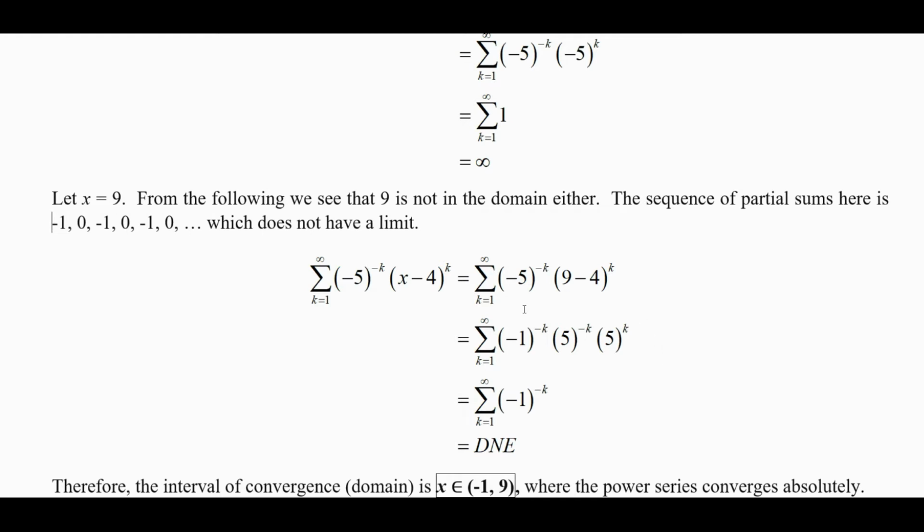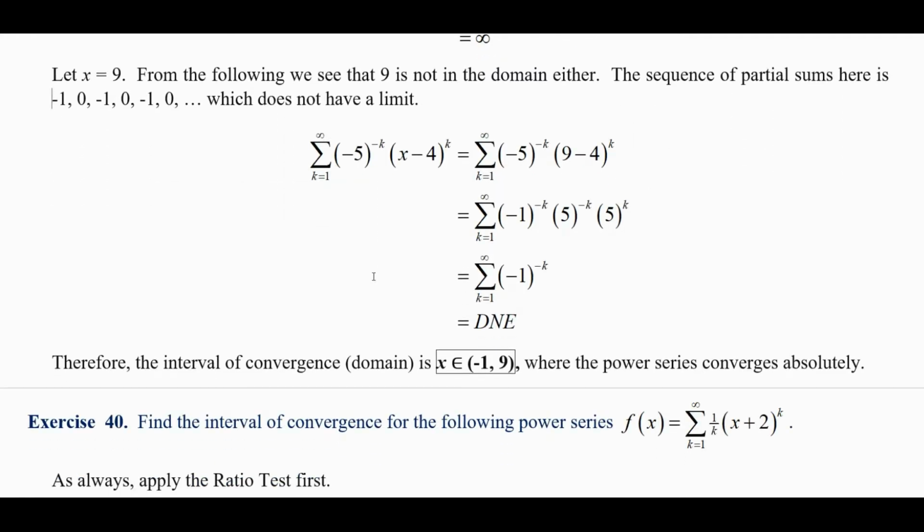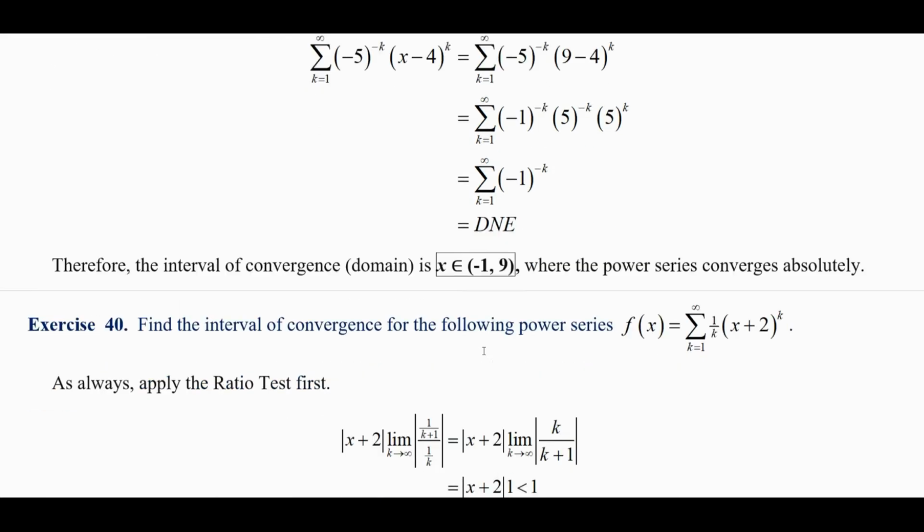But we're going to add those up. So the sequence of partial sums is -1, 0, -1, 0, -1, 0. Well, that doesn't have a limit. So that means we can't put in x equals 9 and get a reasonable answer out of this either. So the domain is just an open interval from -1 to 9. And of course, the power series converges absolutely on that.